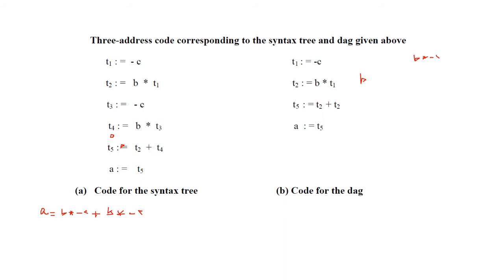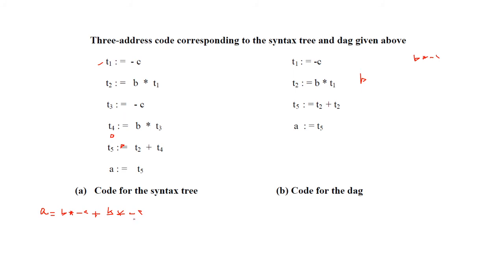So at a time we can use only one operator. So we have to do first for this minus operator. So we can write it as t1 equal to minus c. Then this t1 should be multiplied after b. Therefore, b into t1. The result can be stored in t2.